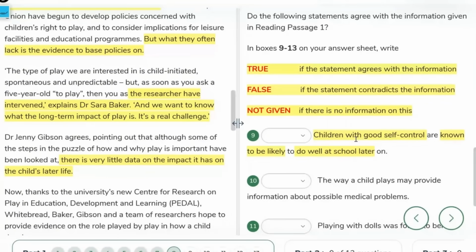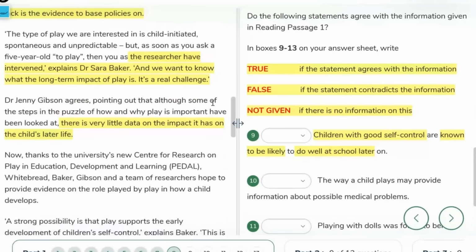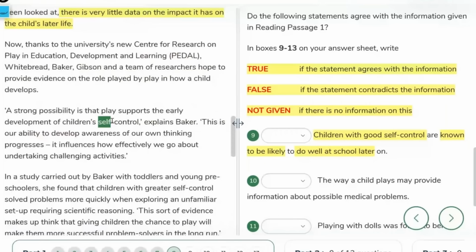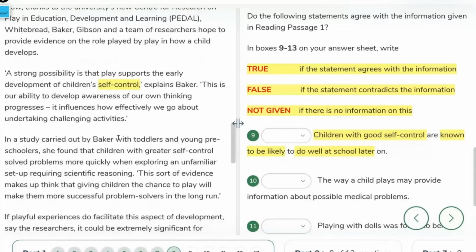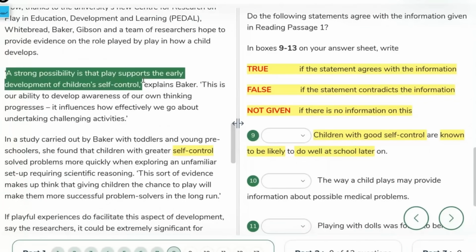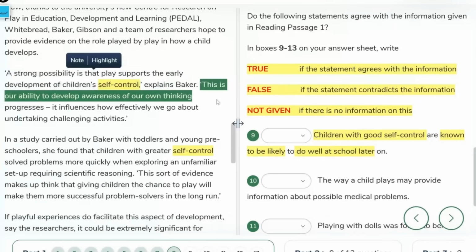Now we go on and we look for the word self-control. Here we are. We can see the word self-control. Right? Now we need to see whether they are good at self-control and all that. This is self-control. Now we found 2 self-controls. Now what do we need to do? Children are known to be likely to do well at school. Known to be likely. Now they say here, a strong possibility is that play supports the early development of children's self-control. This is our ability to develop awareness of our own thinking progress.